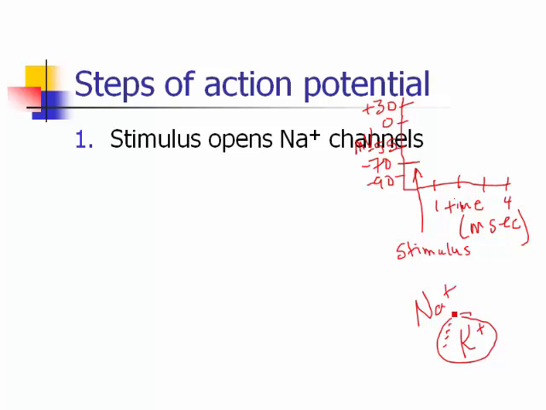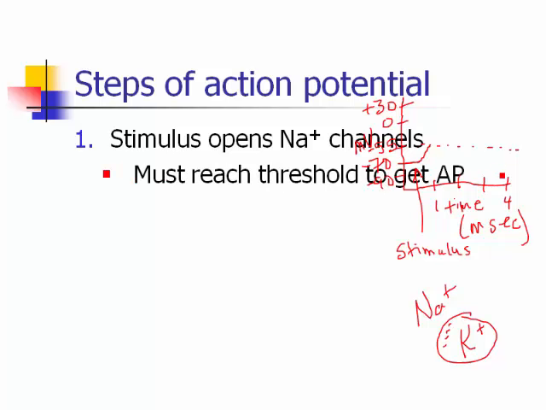So stimulus causes sodium channels to open. And when they do, sodium is going to come in. And what will we do with this line here? Draw it up or down? Going to draw it going up, right. We're hoping to reach the magic number, sorry you can't see it now, of minus 55, okay? So you must reach threshold to get an action potential.